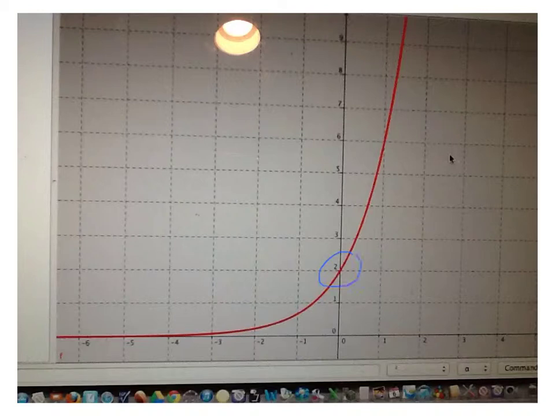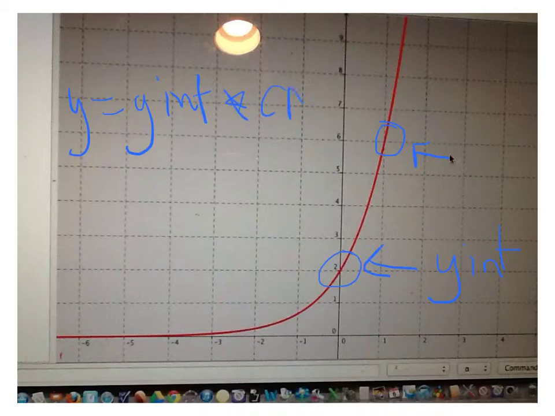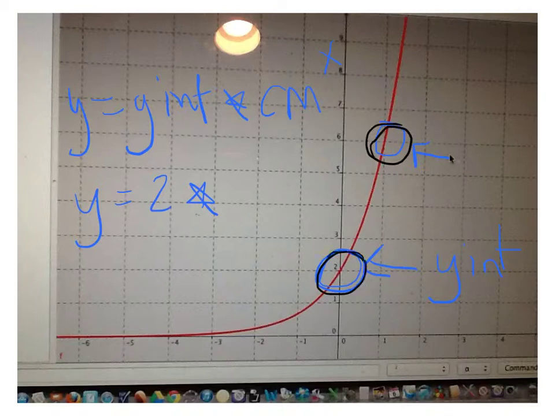So I'm going to just circle these 2 points here that I can see really nicely. This here is my y-intercept, and this is going to give me another point to use. So the way that I can use this is y equals the y-intercept times my constant multiplier to the x. So I can see right here my y-intercept is 2, so I have y equals 2 times my constant multiplier is going to be the present, which is 6, divided by the previous, which is 2.